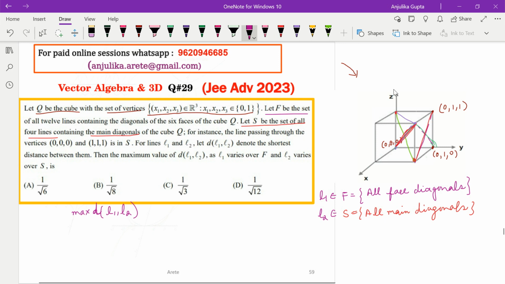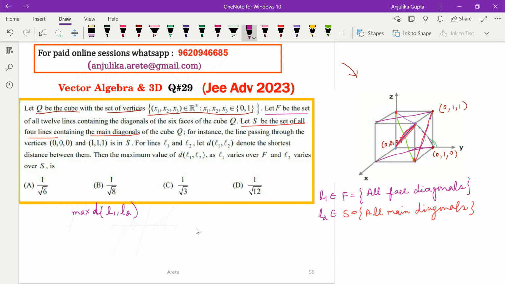And you can also see logically the distance between these two lines would be the same as the distance between this and this line, or rather the distance between this and this line. So that means there are only two kinds of distances. Either the distance is 0 or there is some distance. So we need to find out what is that some distance. So let's get started with that.